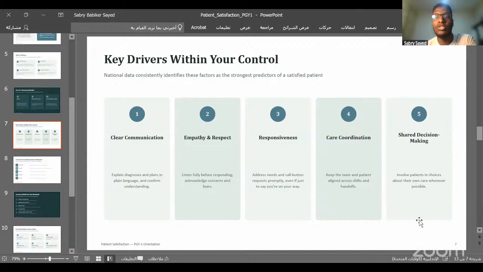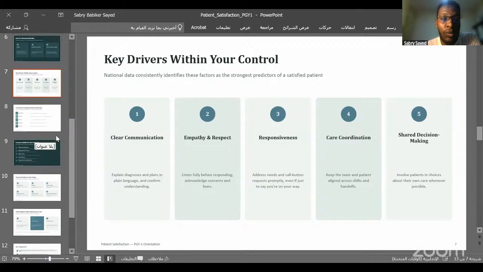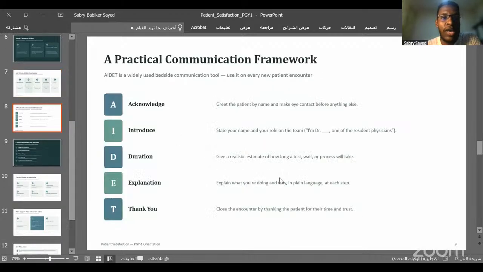And then shared decision making. Whenever it's possible, please inform the patient and involve them in the treatment plan. We have the practical communication framework. This is the communication framework that is usually used in the hospital setting, either this one or the Viber approach. You have to acknowledge, greet the patient by their name, and make eye contact before anything else.